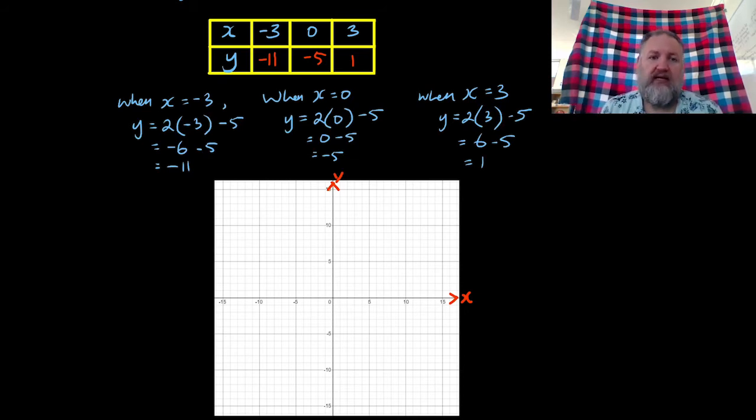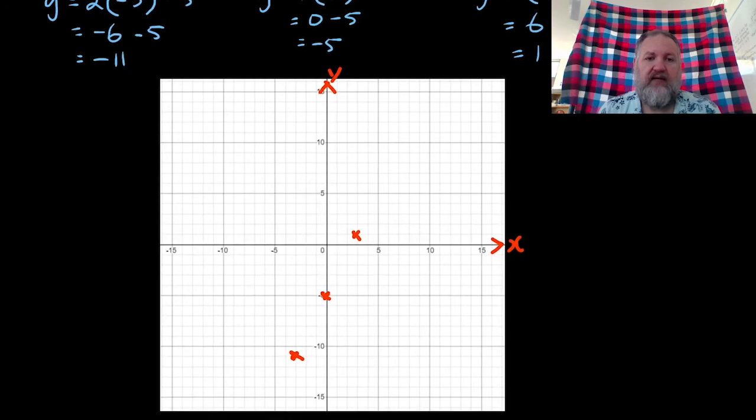So we know to plot our points that we've just figured out. We know that we're looking for negative 3, negative 11. So negative 3, negative 11 will be about here. Now it's slightly inaccurate because I'm zoomed out a bit so I could fit it all on the screen. I also am going to need 0, negative 5, which would be right here. And I'd need 3 and 1. So 3 and 1 would be about there, I'm guessing.